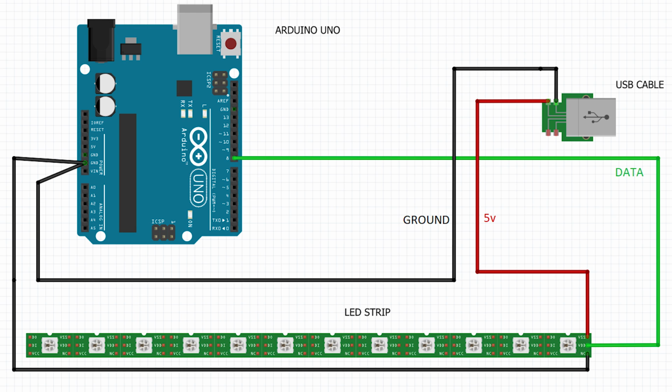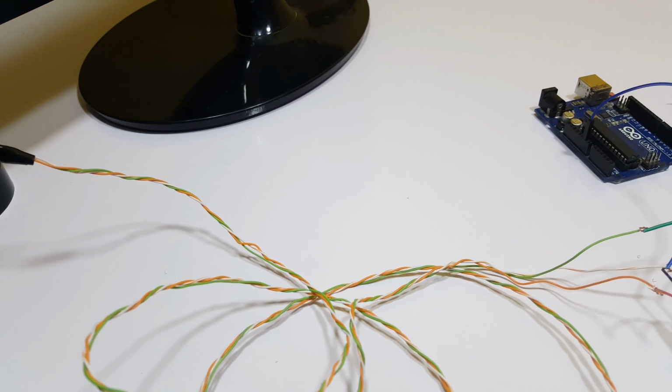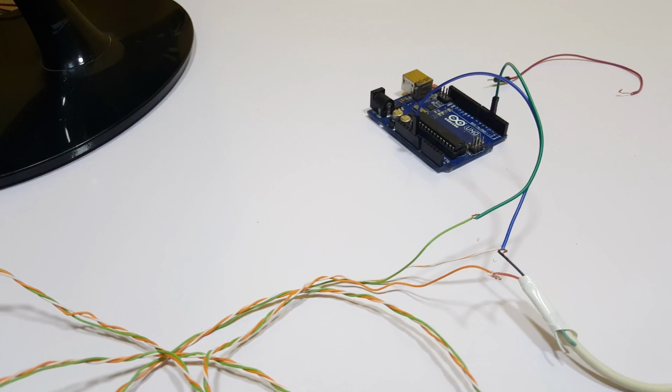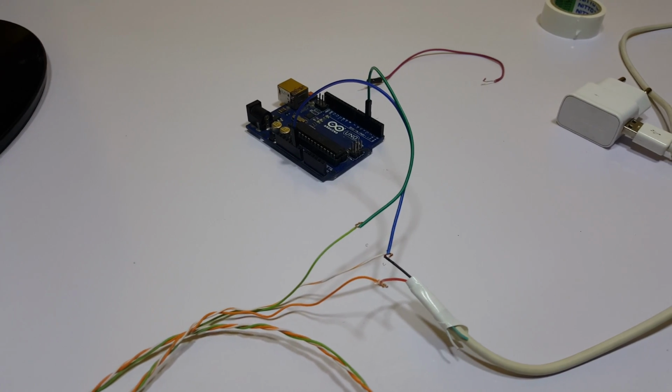The red wire on the USB cable will go into the 5 volts of the LED, and the black wire will go to the ground of the microcontroller, and from there to the ground on the LED strips. I used pin number 8 as data pin. So I made all the connections, and now it was time to configure the software.